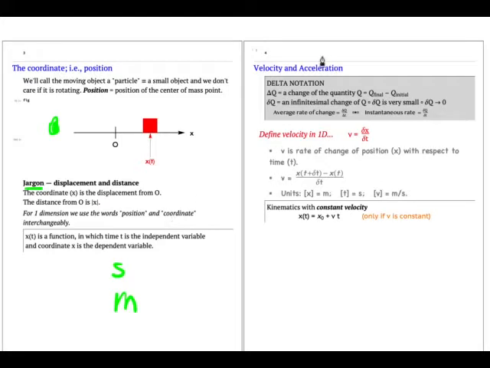Now the second section is called velocity. And, well, we need to start with a definition of velocity in one dimension. And the definition of velocity in one dimension is delta x divided by delta t.